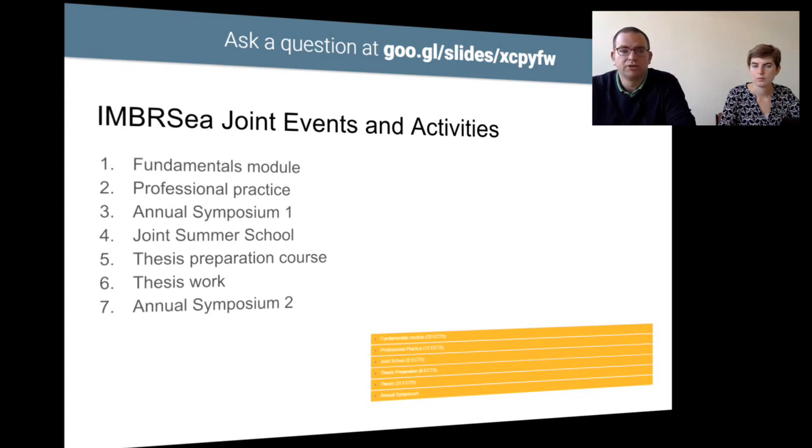Then a few words about the IMBRSea joint events and joint activities. So the orange blocks, as we call them, there is quite a lot, and if you count the total number of ECTS, you will see that the whole package is quite large in terms of number of ECTS, which ensures also that we can deliver really a joint diploma, and that the main aspects of the program are really joint in terms of organization, but also in terms of evaluation.